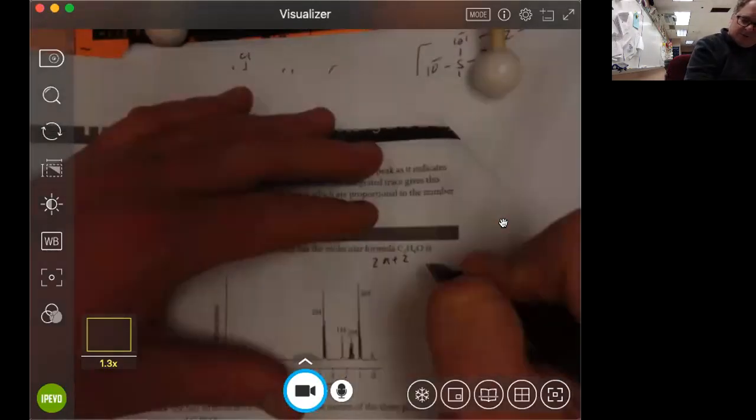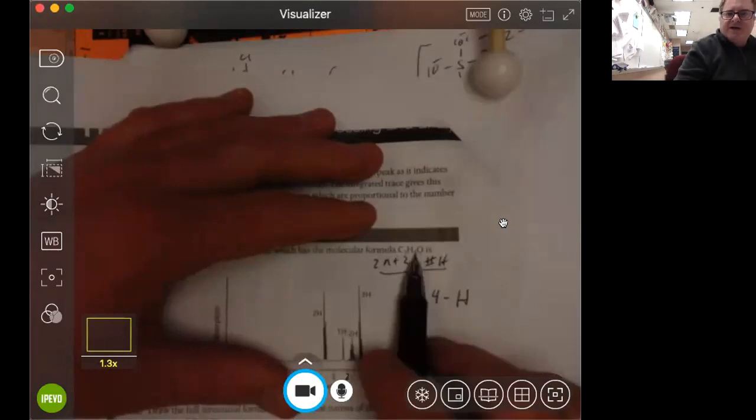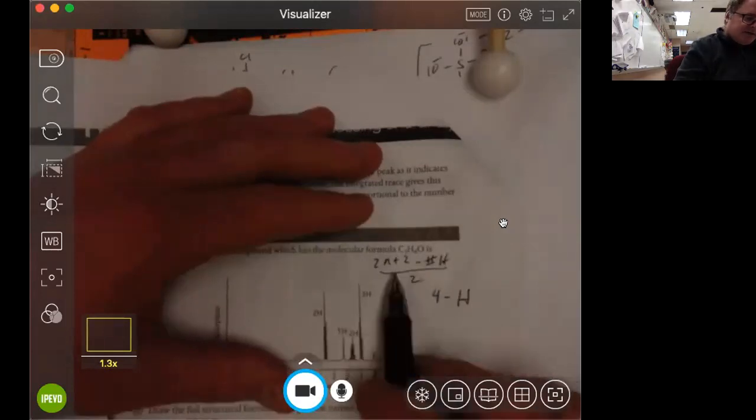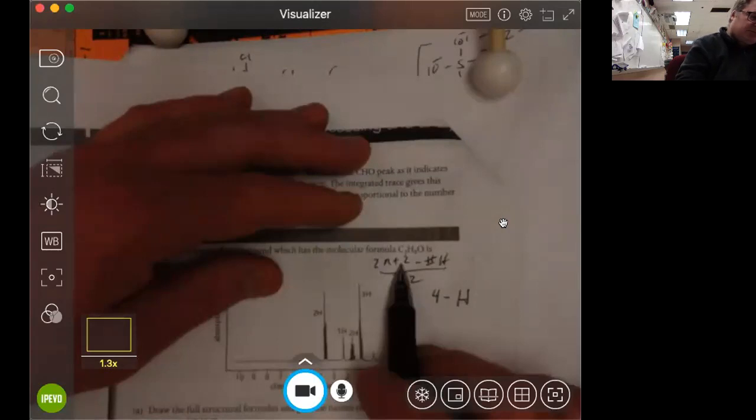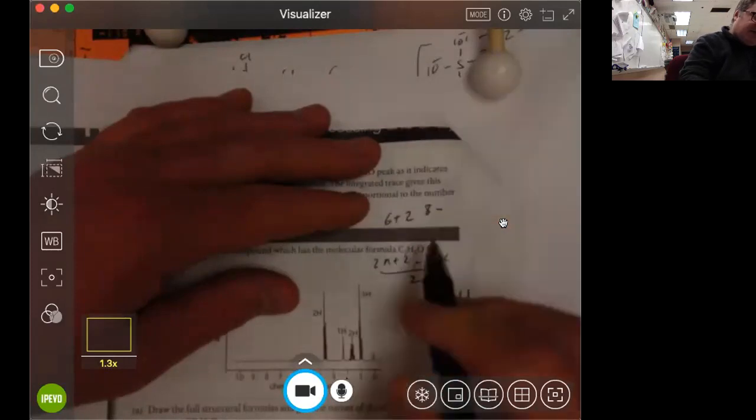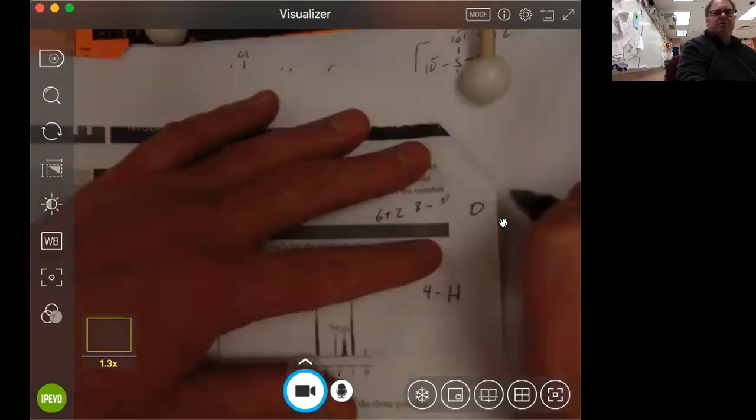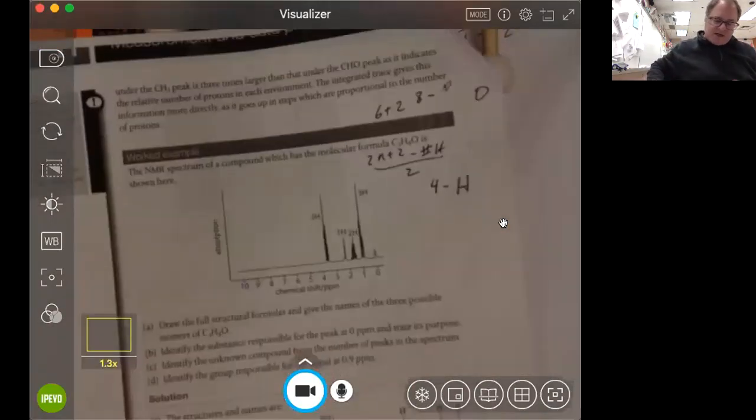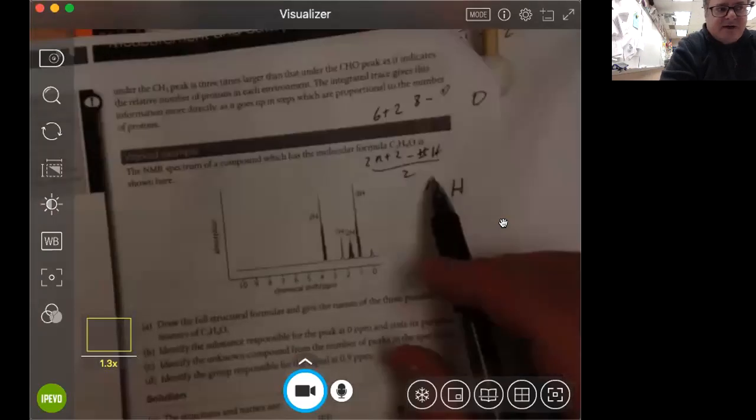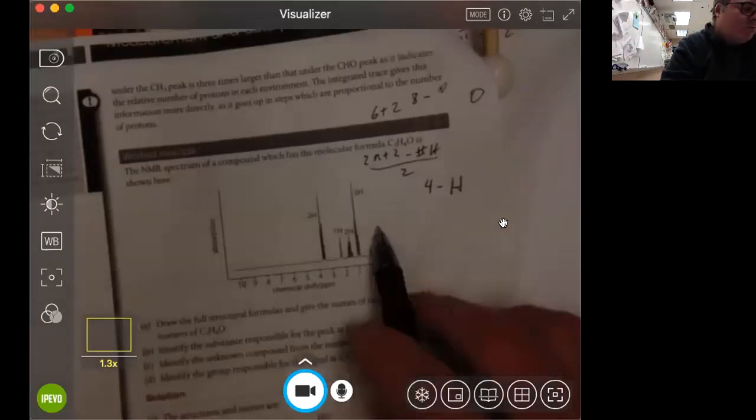2N plus 2 minus the number of H's, divided by 2. Remember, we don't have to worry about anything else because O doesn't count in this. So our N is 3, so 6 plus 2 is 8. Minus 8 is 0. 0 divided by 2. So our IDH, our deficit of hydrogens, is 0. So that means we won't have any double bonds.